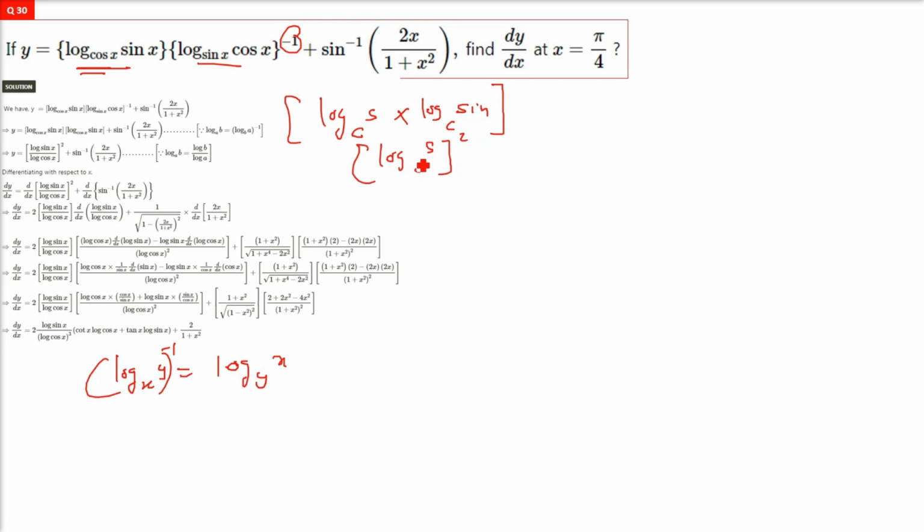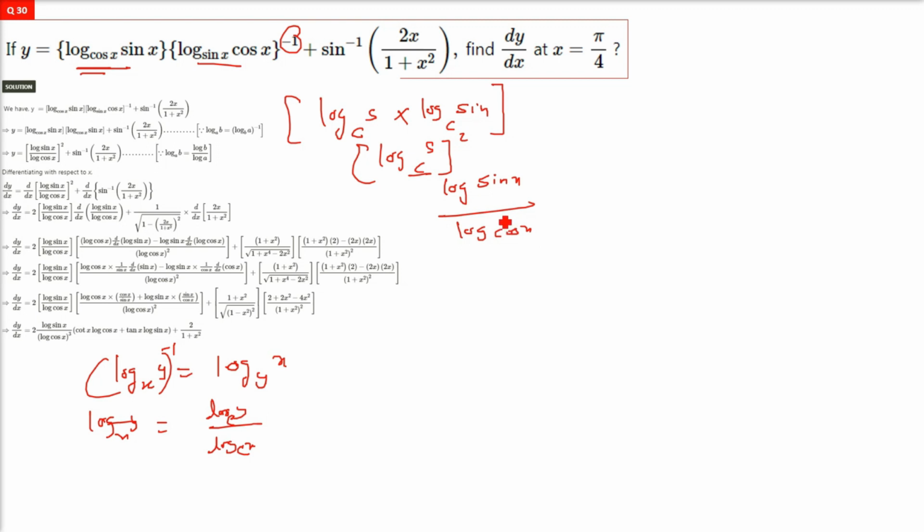Now we cannot differentiate it yet, because the base is still something else. You have to convert this base into e. So log base x of y is log y by log x when the base becomes e. So this log with base cos and argument sine can be written as log sin x divided by log cos x.